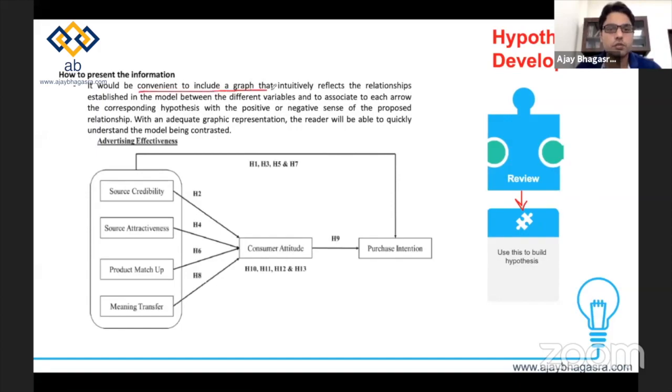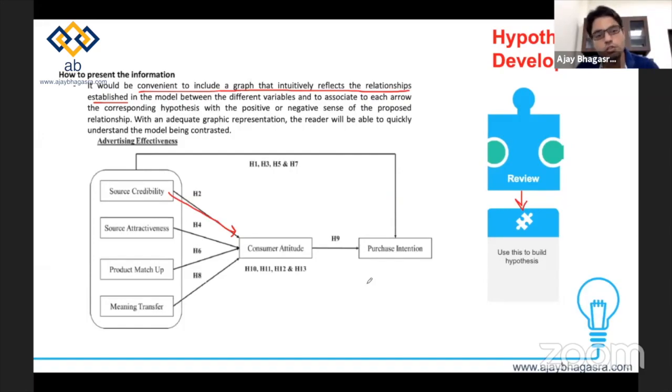It would be convenient to include a graph that intuitively reflects the relationships established and that we are using as hypotheses. For example, our hypothesis can be that source credibility leads to a change in consumer attitude, or source credibility impacts consumer attitude. So we can write it as H2, and our H2 is this. Instead of saying that source credibility leads to consumer attitude, you just portray it like this. This is a graphical representation that makes your paper look good also. It is a bird's eye view thing. Very quickly, they can know what your hypothesis is. Very quick thing on this.